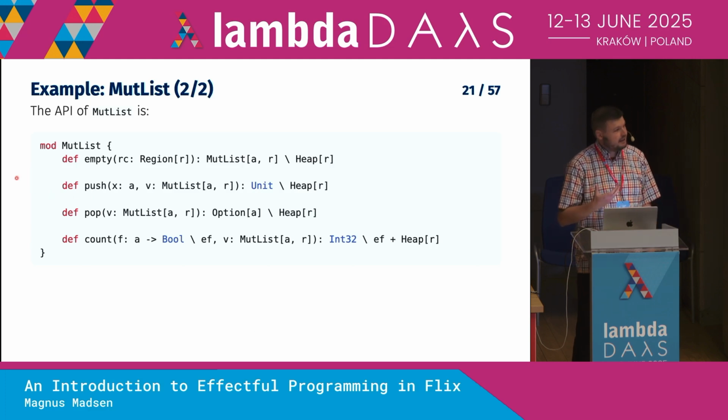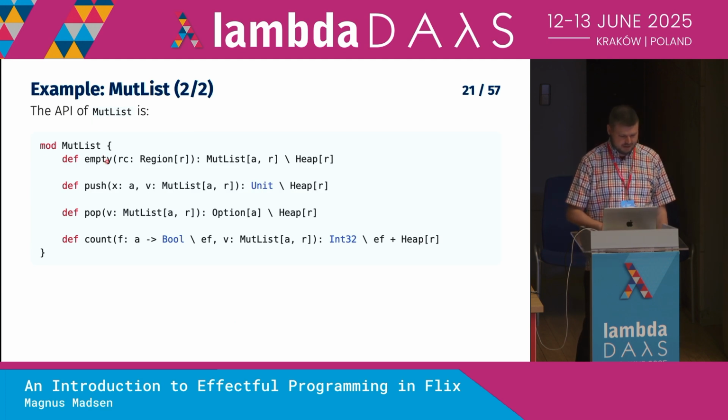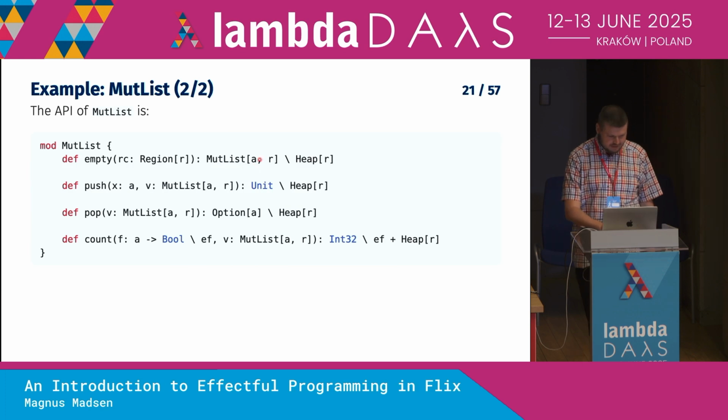Looking at the API of this mutable list, it's like an array list, also reveals something about the behavior of this API. For example, to create an empty mutable list, we need this capability. It's called region here. It's like a region capability, and then we'll have some effect in that region. More importantly, every mutable list has some element type, could be a list of students again, and then it has some associated region.